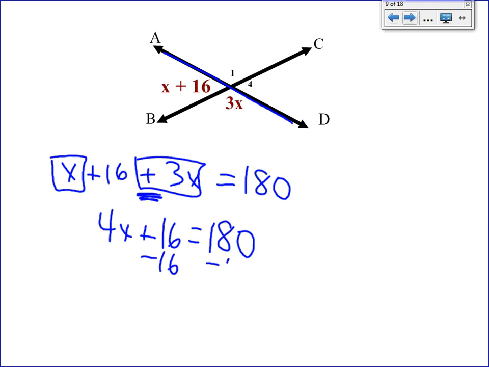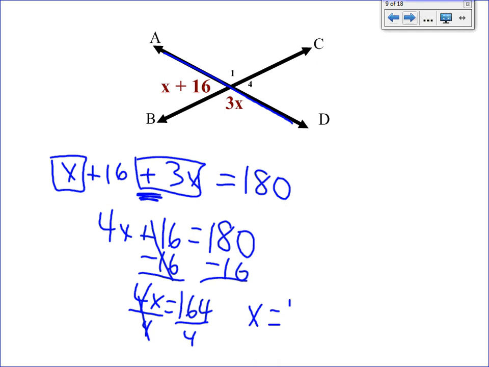Subtract 16 from both sides. 4x equals 164. Divide both sides by 4, and I get x equals 41. We need to take that x value and substitute it back into our expression.